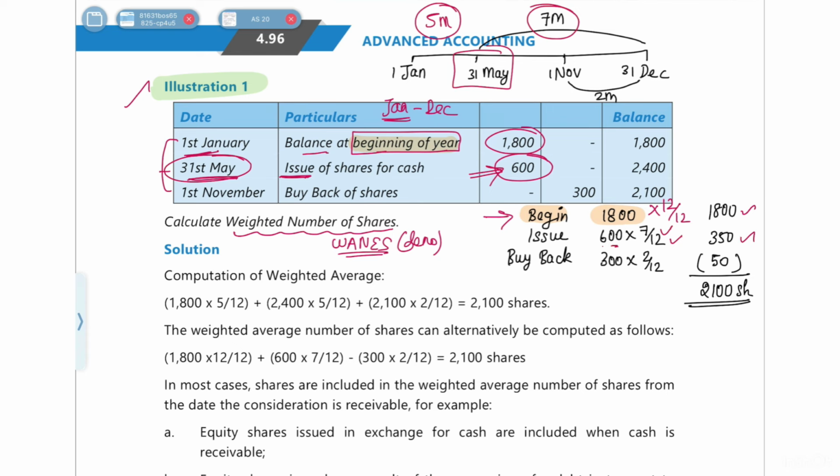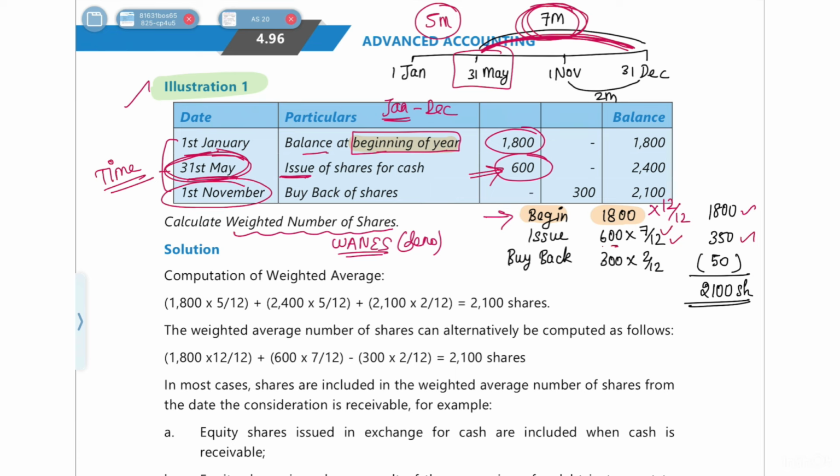Whenever a share is issued in between the year, like I told you in the concept video, you have to multiply it by a time weight. Since it is issued on 31st May, the number of months left after such issue is 7 months only. So 7 months multiplied by 600 shares, if you do such average, it will be 350 shares.